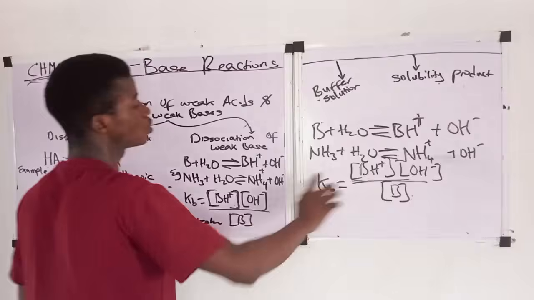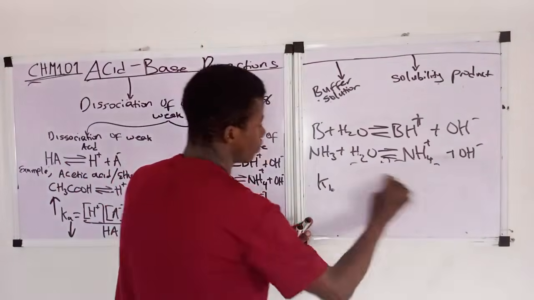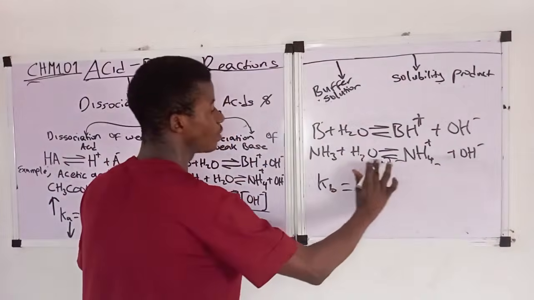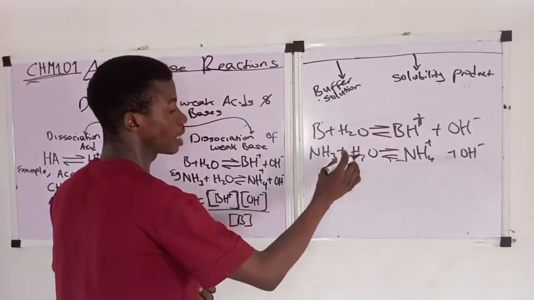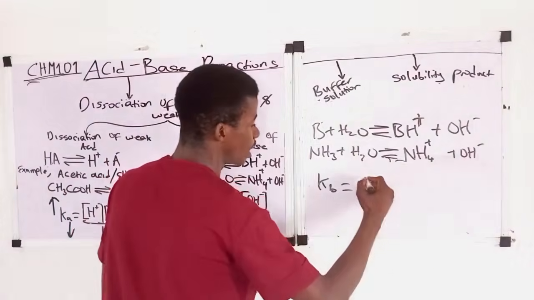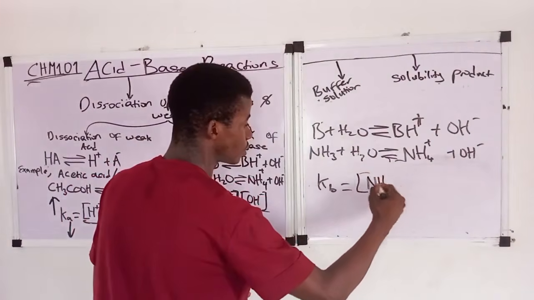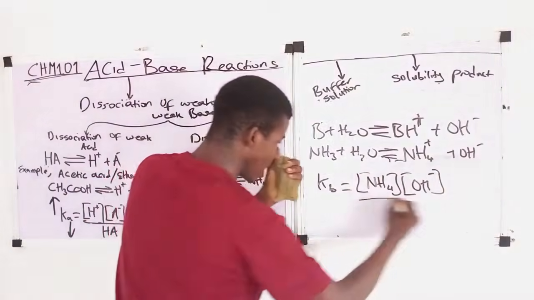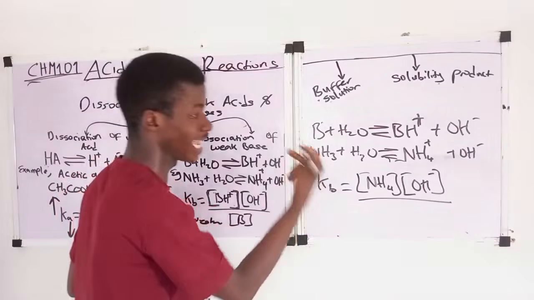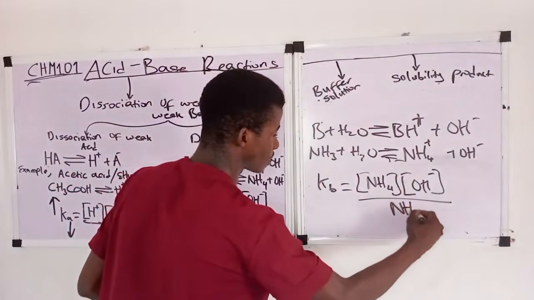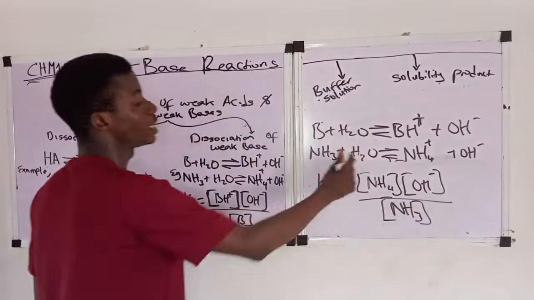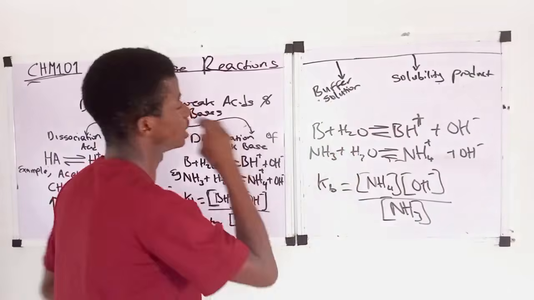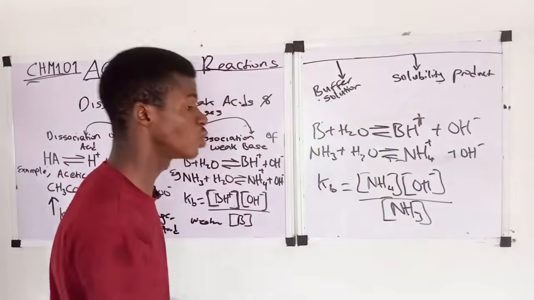So if I'm to write the Kb of ammonia, how am I going to do it? It's very easy. Kb of ammonia equals what? When ammonia dissociates in water, the products are the ammonium ion and hydroxide ion, so we take the concentration of the two products multiplied together, then divided by the concentration of the reactant. The reactant is just ammonia. We don't involve water or any liquid or solid in the equilibrium expression.